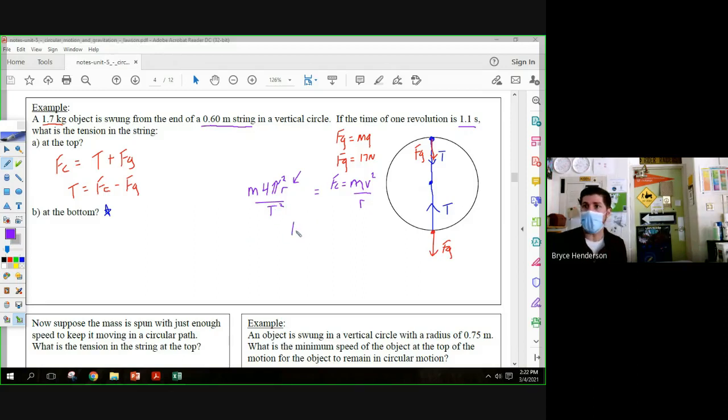So let's plug in our values. We'd have 1.7 kilograms times 4 pi squared times the radius, 0.6 meters, all over the period squared, 1.1 seconds.